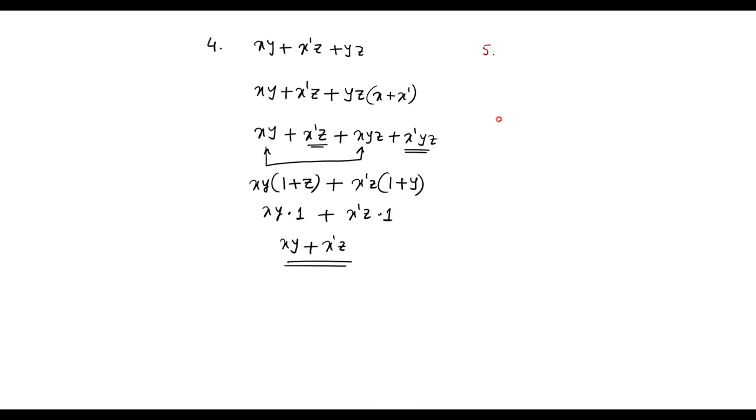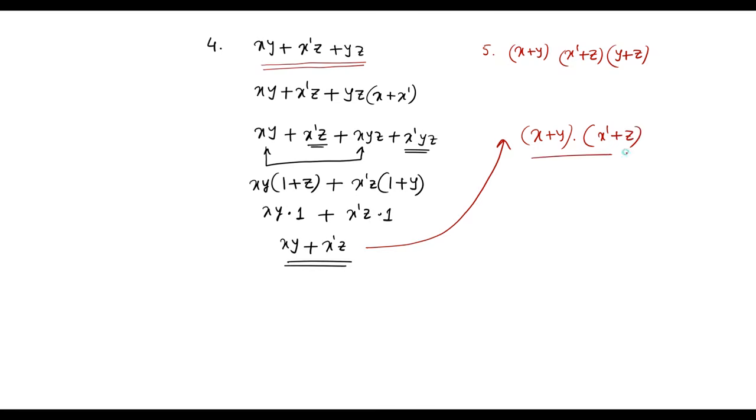Let me take the last function, that is (x + y)(x' + z)(y + z). Here we can observe this function is the dual of the previous function, because if we take the dual of that function we get this: x·y will be x + y, x'z will be x' + z, yz will be y + z. The result of that is xy + x'z. If we take the duality of this we'll get the result of this. So the duality will be, I can write it as (x + y), plus is replaced by dot, (x' + z). So this is the simplified expression for this.